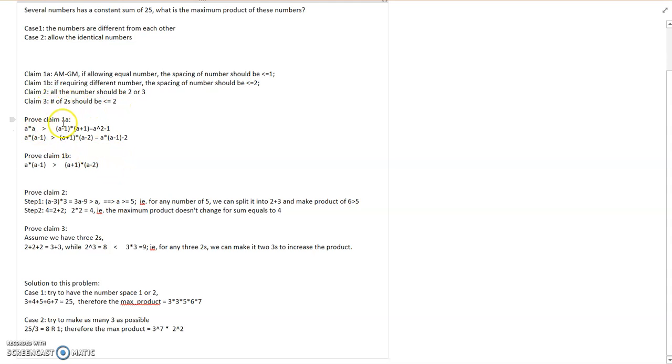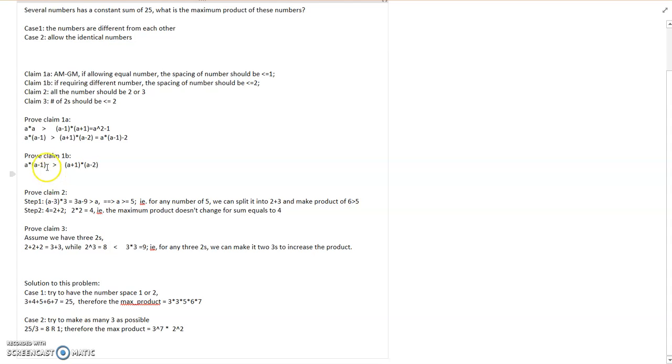So let's prove claim 1a first. Let's see, if we allow the same number, for example, just assume a times a equals a squared. We can split the even number. Then we can decrease one number by 1 and increase another number by 1. So you can see a minus 1 times a plus 1 is a squared minus 1, so the product becomes smaller.